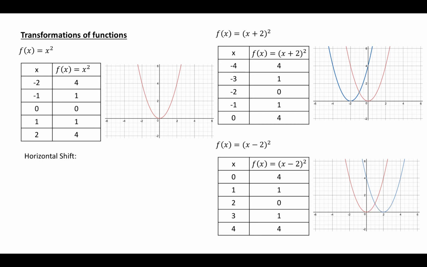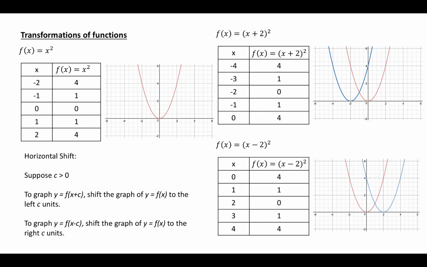So now let's state some generalizations about horizontal shifts. Suppose that a constant c is greater than 0. To graph y equals f of x plus c, shift the graph of y equals f of x to the left c units. In this case, the constant c was 2. To graph y equals f of x minus c, shift the graph of y equals f of x to the right c units. Again, in our example, c was 2.